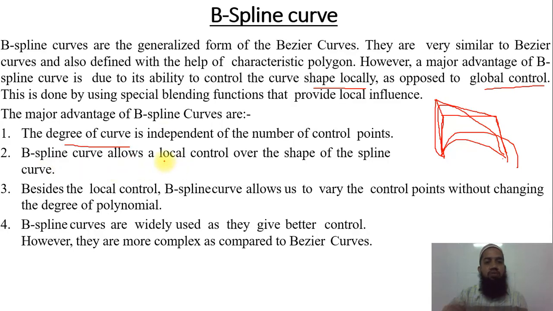B-spline curves allow local control. As I said, it always allows local control, so that the curve is not distorted, and we will get our original curve. Besides local control, B-spline curves allow us to vary the control points without changing the degree of the polynomial. This is also one of the advantages. B-spline curves are widely used as they give better control. However, as we all know, they are more complex as compared to the Bezier curves.